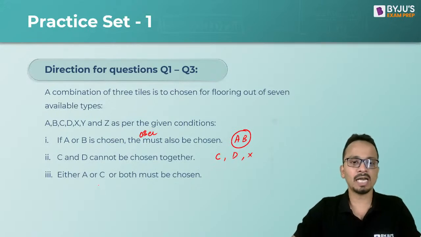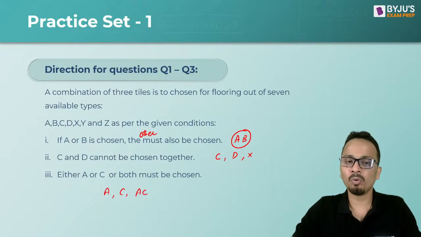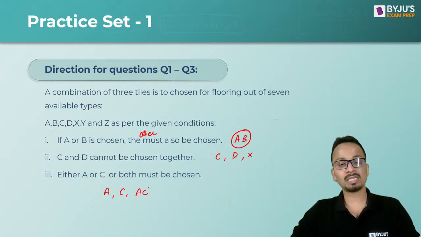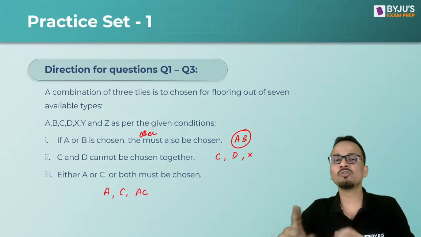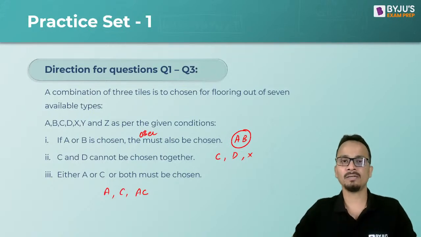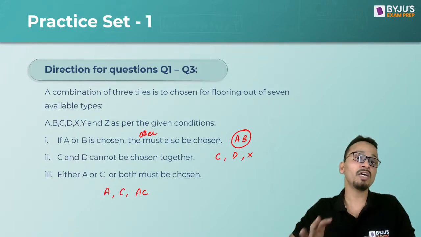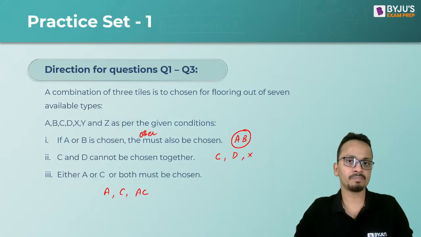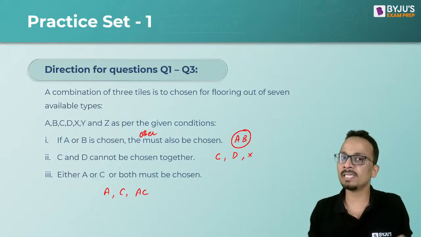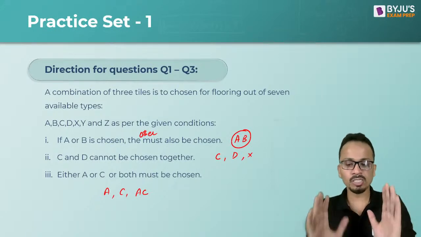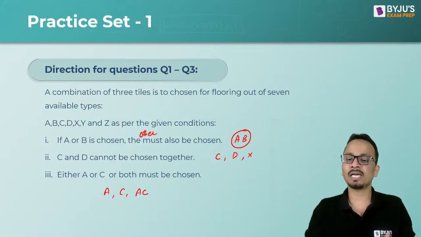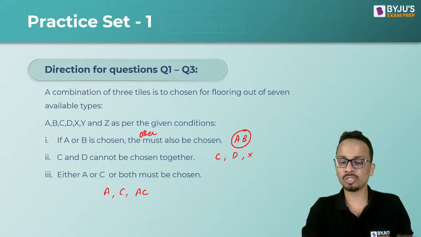Third statement says that either A or C or both must be chosen. मतलब या तो A को select करना है या फिर C को select करना है या फिर दोनों को select करना है. We don't have an option of rejecting both of them. दोनों A और C को रिजेक्ट नहीं कर सकते. Alright, so these are the basic meanings of these conditions. Let's move on to the questions one by one.